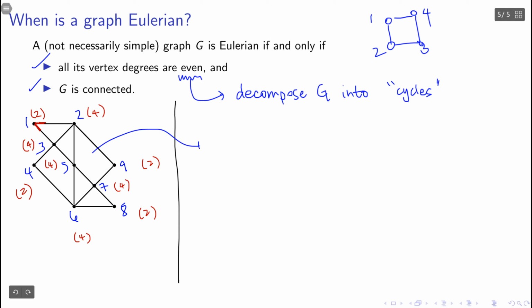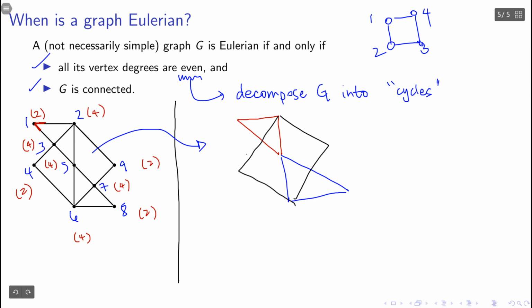And what's happening with this graph is I can actually draw it in this way where, okay, so one way of decomposing into cycles is this. There's a cycle here. There's a cycle here. And there's a cycle here. Right, that's the same graph. But now I've drawn it as the union of two triangles and a rectangle.